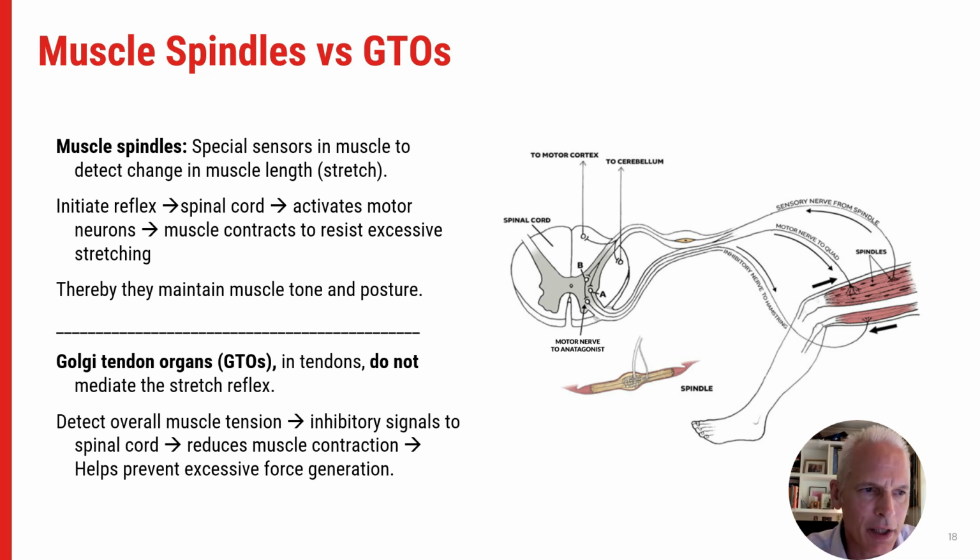Golgi tendon organs in tendons do not mediate the stretch reflex. They detect overall muscle tension, not length, and inhibitory signals to the spinal cord reduce the muscle contraction. So just imagine you're doing a really strong stretch and you're trying to really stretch the muscle to make it longer. The Golgi tendon organs will feel that tension in the muscle, and they'll actually contract the muscle to stop you from overstretching it. Otherwise, you potentially could pull the muscle apart. So the main points here are muscle spindles are involved in muscle stretch and length, whereas the GTOs or Golgi tendon organs are involved in the actual general tension in the muscle.